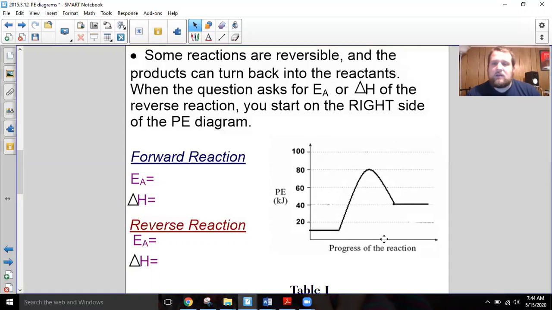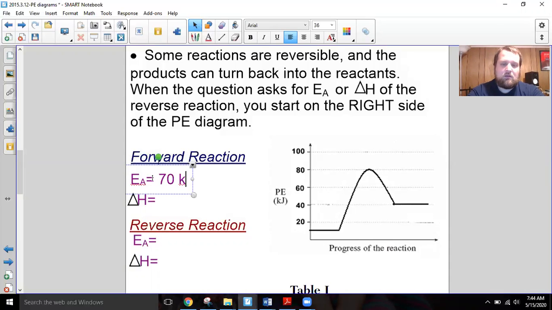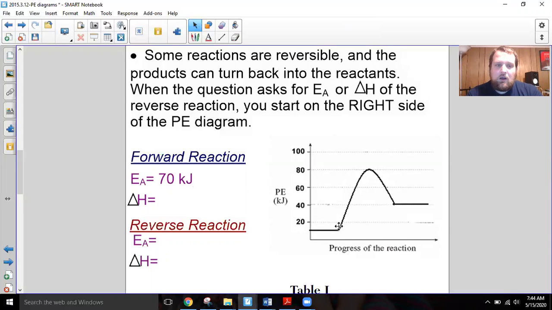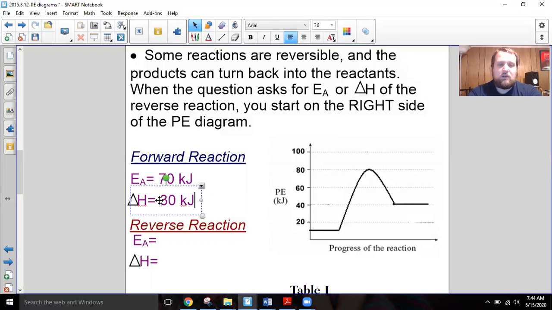So let's look at this endothermic potential energy diagram right here. We know it's endothermic because overall it's gaining energy. The activation energy, remember, is the energy you have to add to break the bonds. So if we start at 10, we have to add 70 to get up to 80. So this is 70 kilojoules. The heat of reaction is the difference between where you start and where you finish. So if we start at 10 and we end at 40, that is an increase of 30 kilojoules. And since it's gaining energy, that's positive.